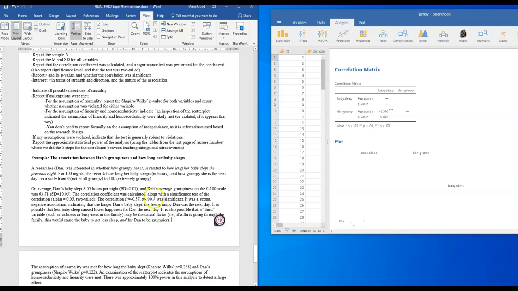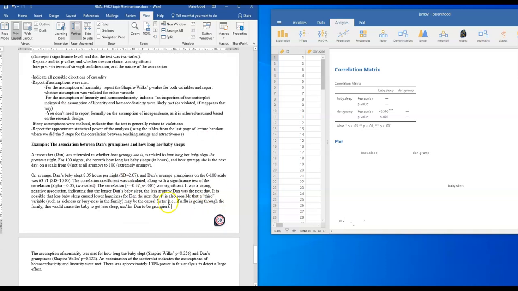If Y is measured before X, then it can't have caused X, right? So if Y is how grumpy Dan is the next day, it is not possible for it to cause how long Dan's baby slept the night before, right?